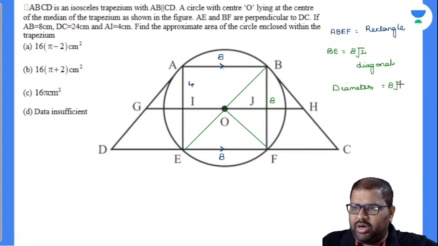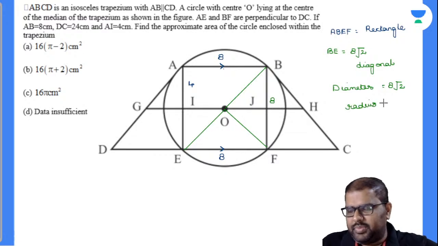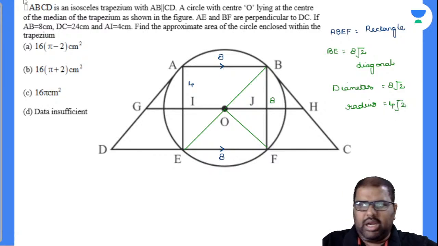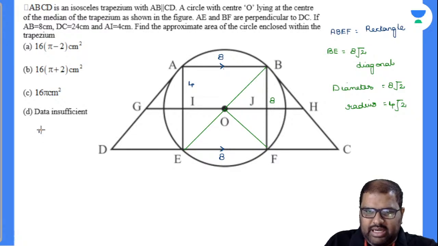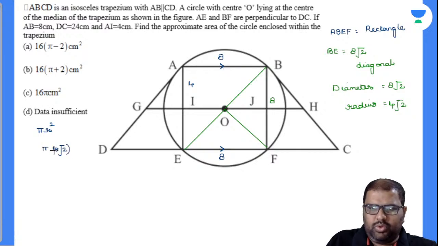So automatically, what will be the radius? Radius will be equal to 4 root 2. Am I right or wrong? Yes. Radius is equal to 4 root 2. Now area of the circle is equal to pi r square. Let's find out this, then we will go on later. Pi r square, pi into 4 root 2 whole square, which is equal to 32 pi.